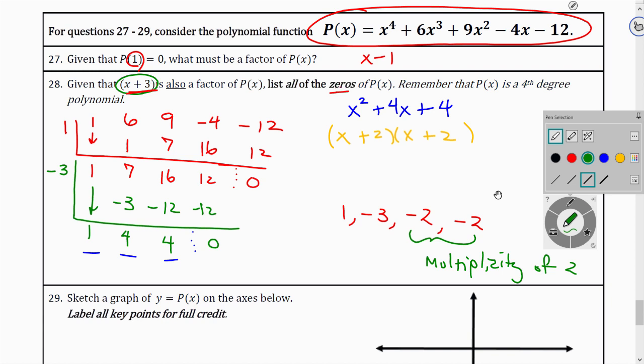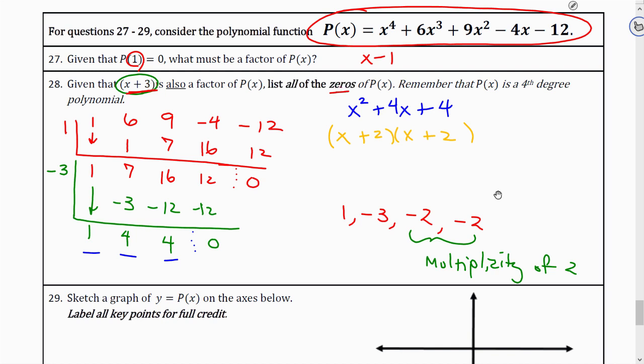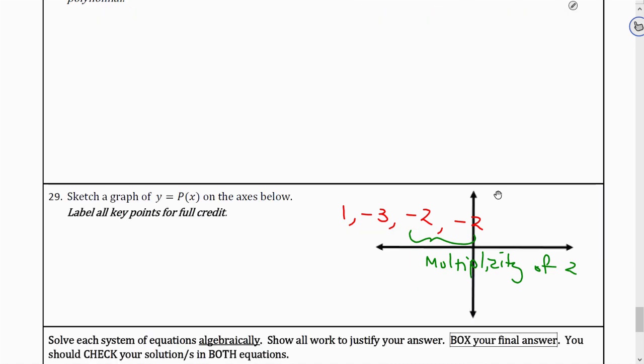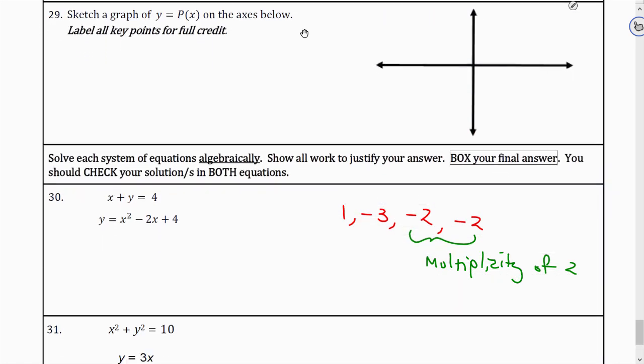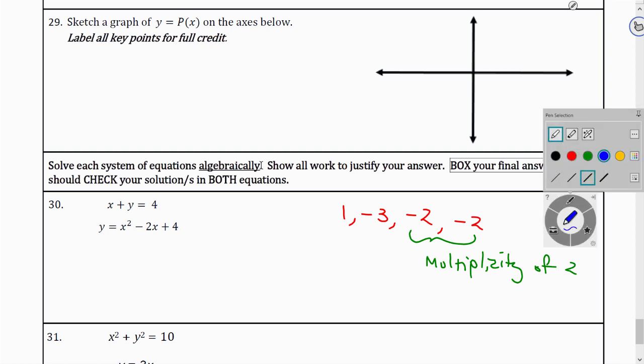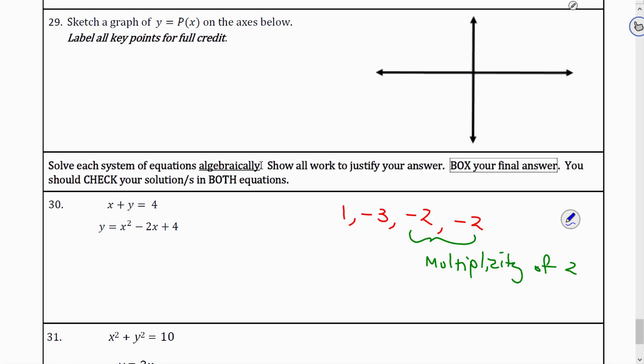Okay, now I'm going to sketch that graph, and I'm going to scroll up. So I'm going to lose this, but I'm actually going to keep my zeros, so to kind of erase everything else. Okay, so sketch a graph. That's nice. I still have that down there. Okay, so sketch a graph of p of x on the axis below.